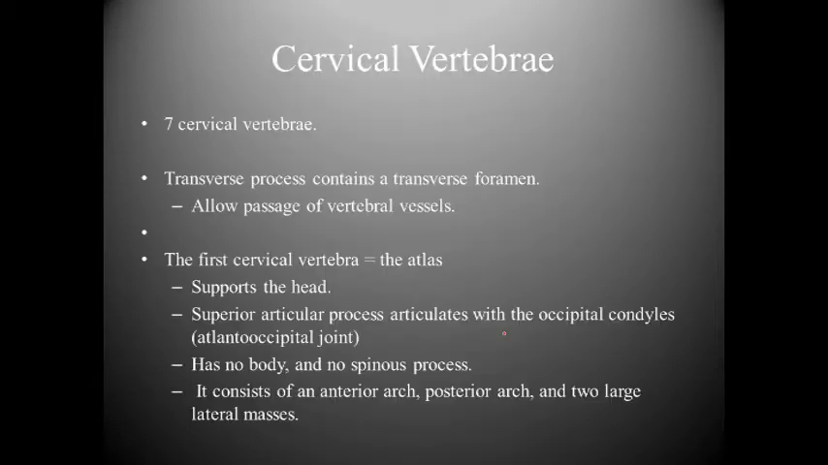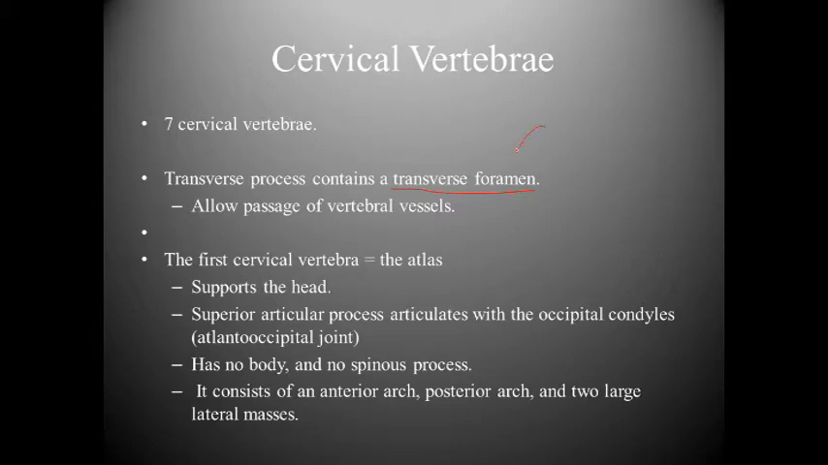So if we look a little more closely, we have the cervical vertebrae, the thoracic vertebrae, the lumbar vertebrae, and then we get into the sacrum and coccyx. If we first begin by looking at the cervical vertebrae, we see that we have 7. They have transverse processes which contain a transverse foramen. So that's something to keep in mind, the transverse foramen, and it allows for the passage of vertebral vessels.